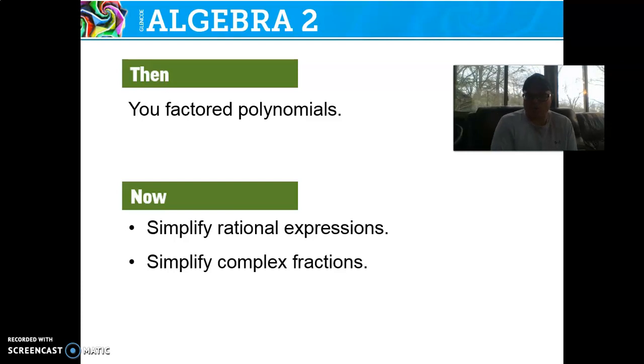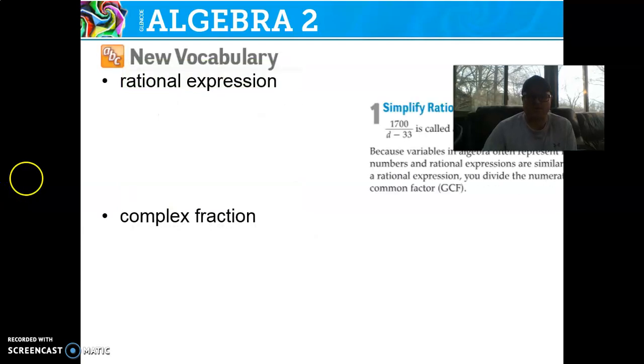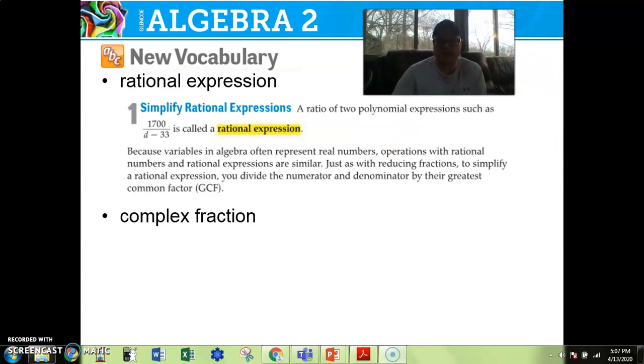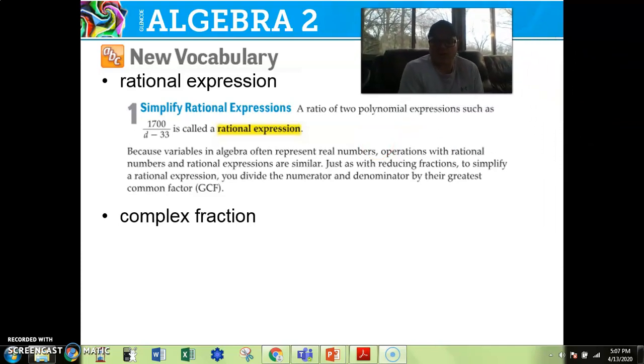So before we spend a lot of time factoring polynomials, now we're going to simplify rational expressions and complex fractions. So some new vocabulary for you. Let me see if I can move myself out of the way. Rational expression, ratio of two polynomials as an example there. I'm not going to read all that to you. If you want to read and copy down the definitions, feel free to pause the video so that you can go at any time more at your own pace.